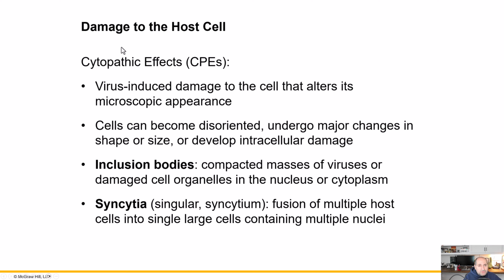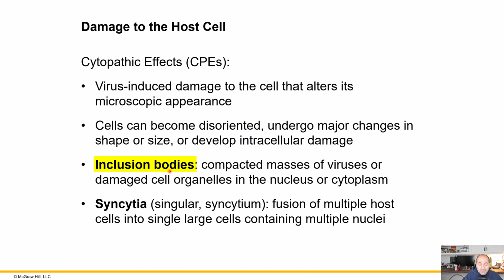And in animal cells, this viral infection can lead to damage to the host cell. The damage that's caused to a host cell by viruses is known as cytopathic effects, or CPEs for short. These cytopathic effects can damage the cell and alter its microscopic appearance. The cells will look different under the microscope than healthy cells do. The cells can become disoriented. They could undergo major changes in shape or size, or develop intracellular damage.